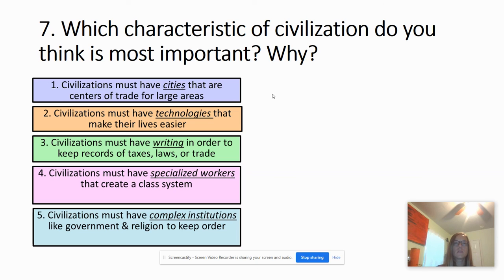Is it cities, centers of trade for large areas? Is it technologies that make our lives easier? Is it writing in order to keep records of taxes, laws, or trade? Is it specialized workers in a class system? Or is it the existence and development of complex institutions like government and religion that keep our lives in order?